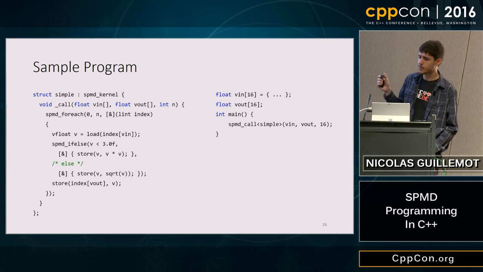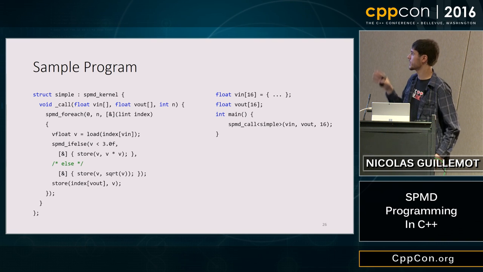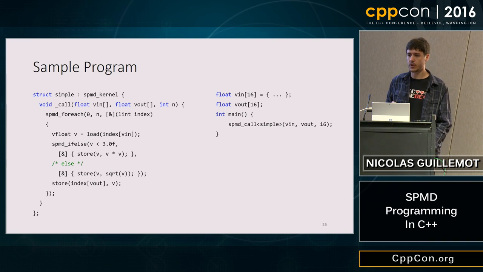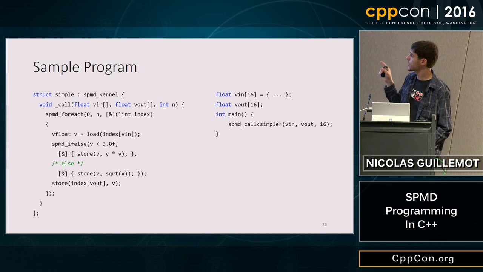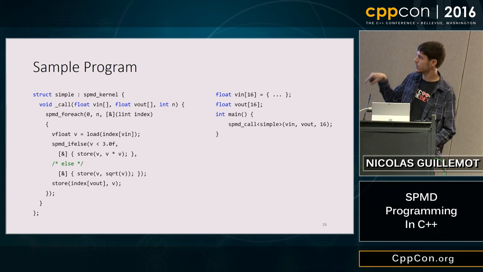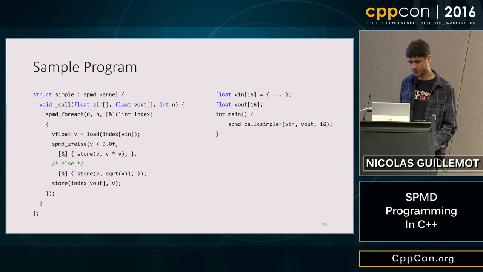So you use this SPMD call function, and you pass in the function name you want to call, or I guess the kernel name, as a template argument, and then you just pass in the arguments of the function as if it was just a regular function call, and that's going to invoke the kernel. In this case, since you're calling this kernel from outside of the kernel, it's going to start off unmasked. Like the mask is going to be fully on, I guess.